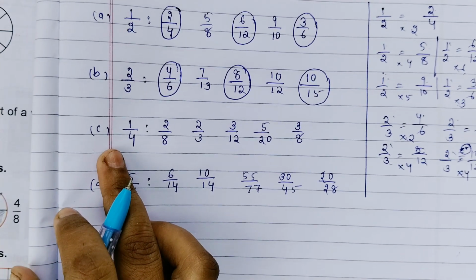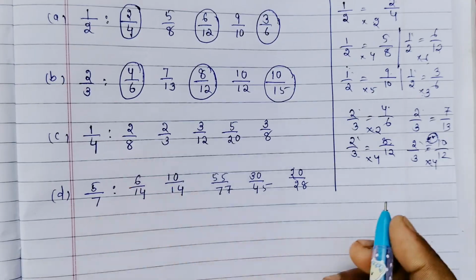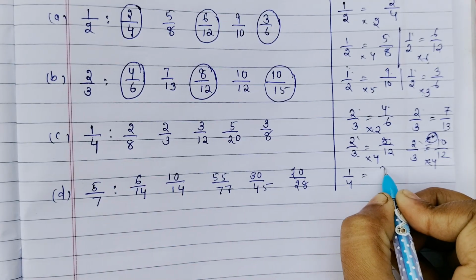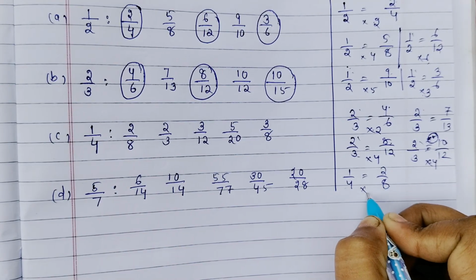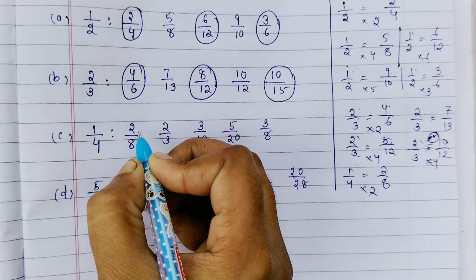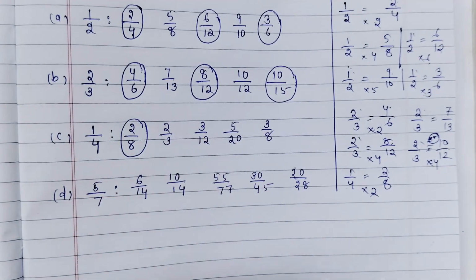Then the equivalent function of 1 by 4. First we see 2 by 8. 1 by 4 equals 2 by 8. 4 times 2 is 8. Then 1 times 2 is 2. So it is also an equivalent function of 1 by 4.